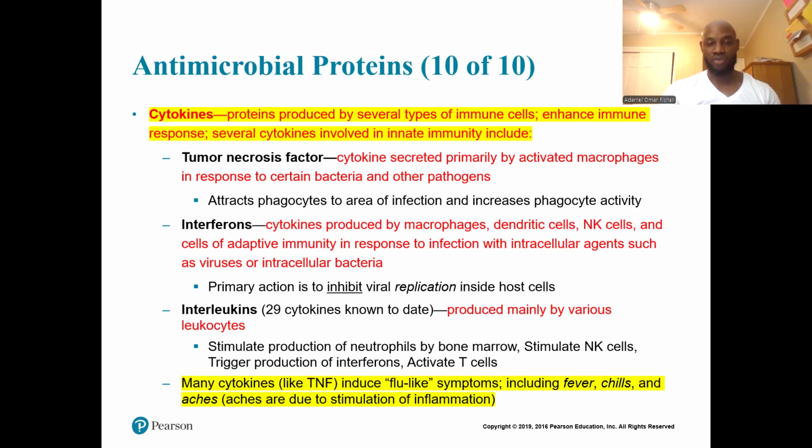Interleukins, proteins produced mainly by various leukocytes, stimulate production of neutrophils by bone marrow. We want to make more neutrophils, stimulate NK cells, trigger production of interferons, and activate T cells. The more of them that are made, the more that can come and fight. So the interleukins can help produce more leukocytes, bring more. Think of leukocytes like soldiers, bring more soldiers to the fight.